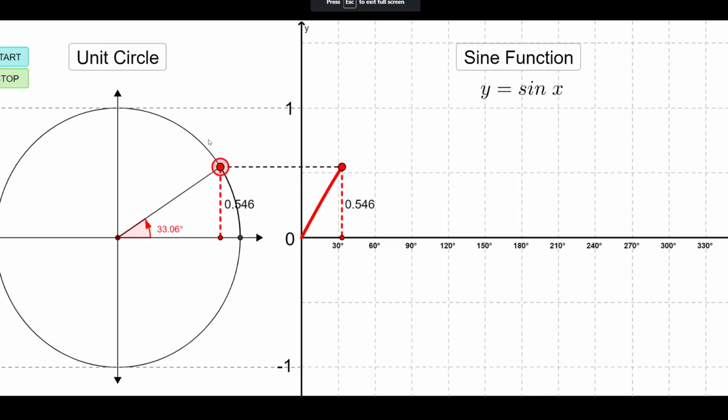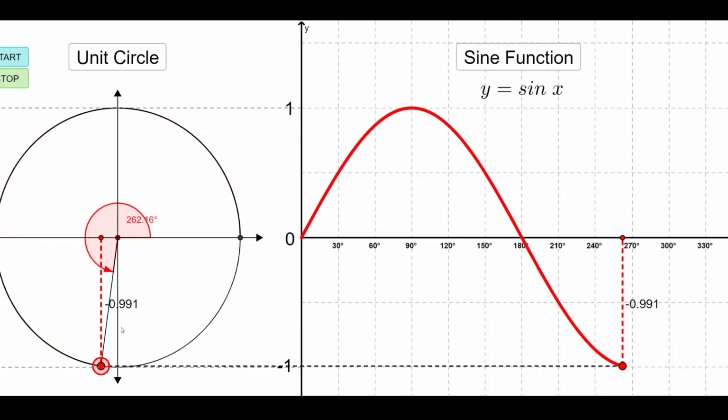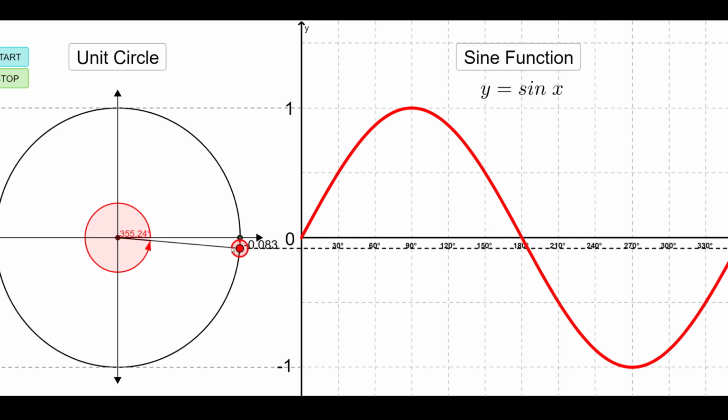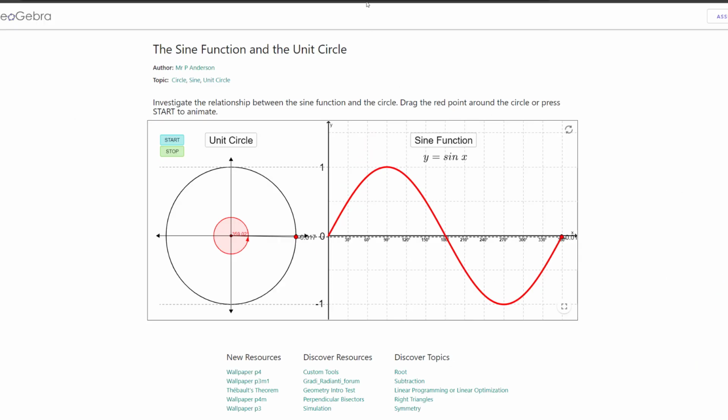Chúng ta thấy khi mà chúng ta xoay cái point này một vòng tròn, when we rotate this point one complete round, the sine function returns to 0 again after 360 degrees. So the value 360 degrees is the period of both the sine function and the cosine function.